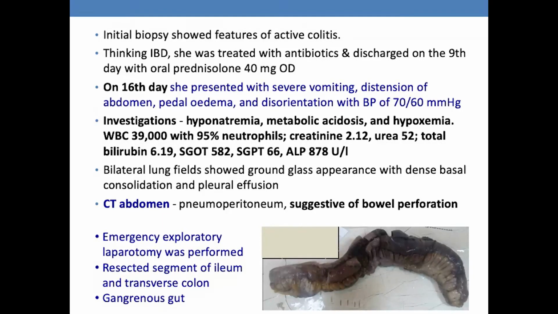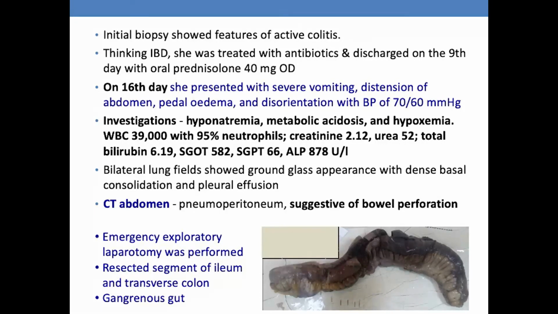So thinking it could be inflammatory bowel disease, she was treated with antibiotic and discharged after 9 days with oral prednisone 40 milligram. On the 16th day, she presented with severe vomiting, distension of abdomen, pedal edema, disorientation, with blood pressure going down further. The same patient's investigations showed everything had gone altered: hyponatremia, metabolic acidosis, hypoxemia, WBC count high with neutrophilia, creatinine raised, urea 52, and even the liver function tests were altered.